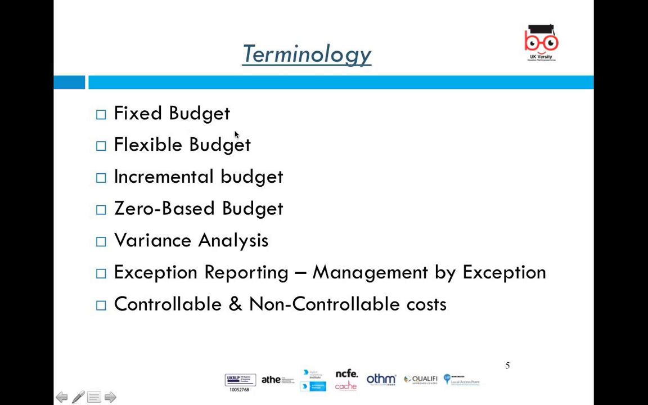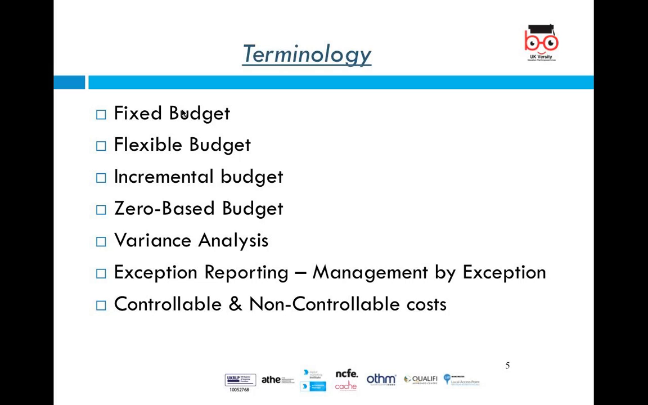Normally, if we talk about the fixed budget, the budget is prepared on the basis of the estimated volume of production and estimated volume of sales. But no plans are made for the event that actual volumes of production and sales may differ from budgeted volumes.